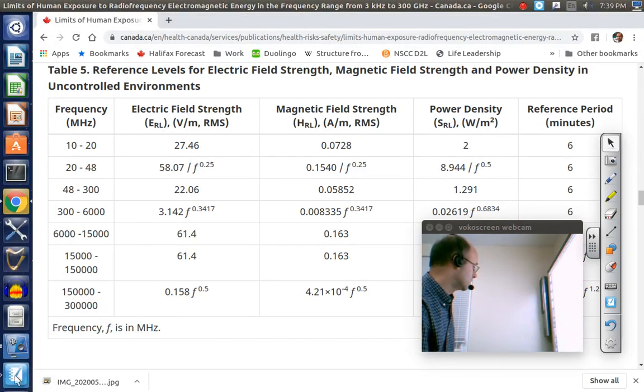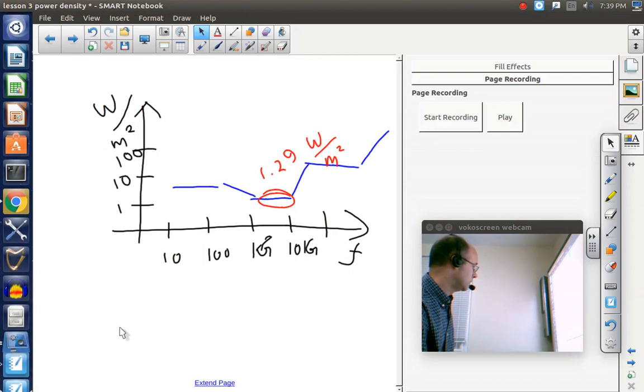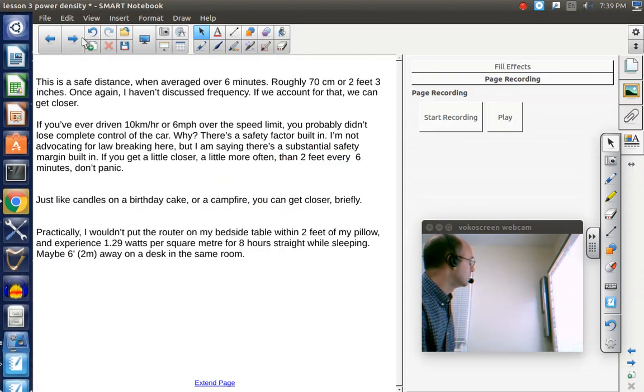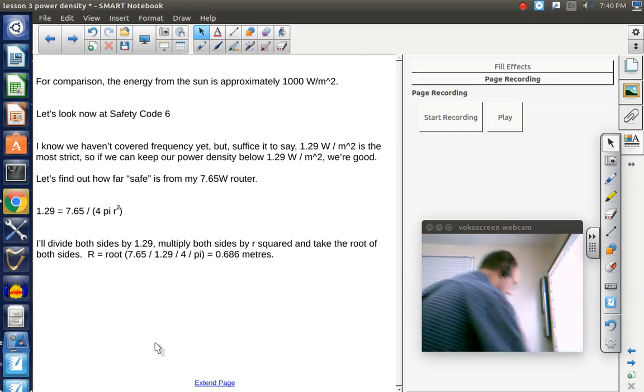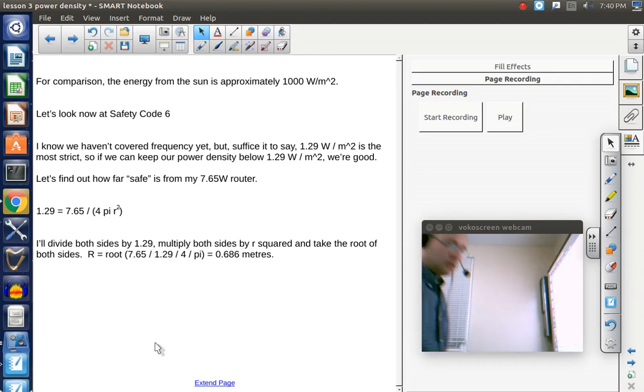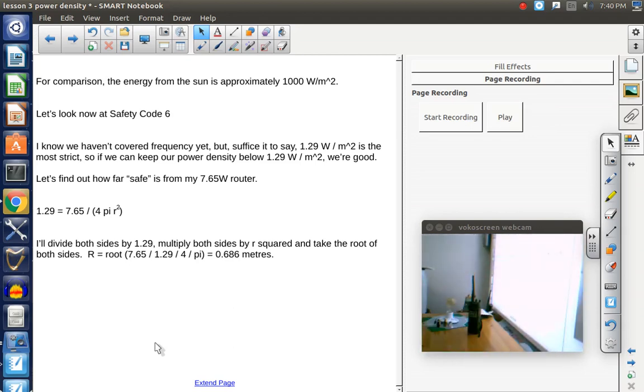Let's go back to my smartboard here. Next page. Actually, go back 2 pages. There we go. Okay, so last lesson I talked about the power from my wireless router, which is hiding behind the Lego here. I'll get this Lego out of the way so you can see what I'm talking about. So here's my wireless router.